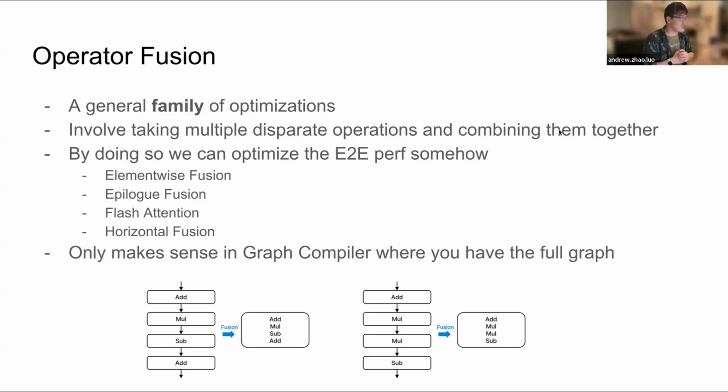It's a family of optimizations. But by somehow combining them together, you can generate a better kernel, which is more performant in some manner. But again, this only makes sense to do in the graph compiler, because at that point in time, you actually know your workload and you know which operators are next to each other.